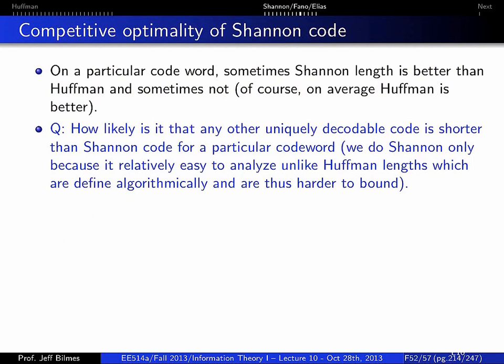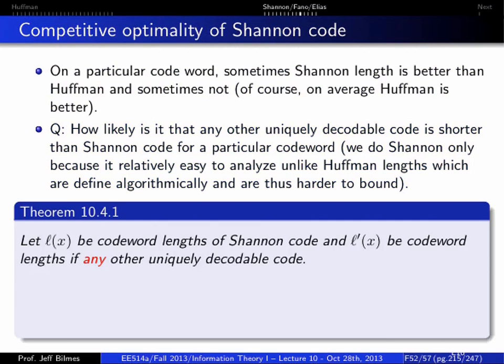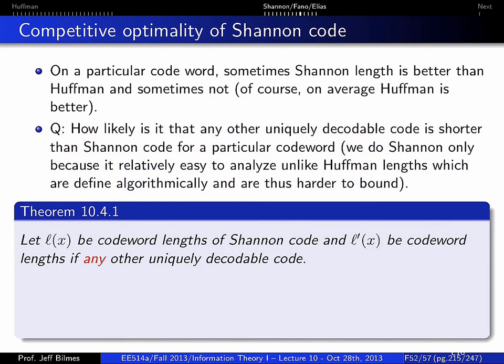And we do this for Shannon because it's sort of easy to analyze. Huffman lengths, which are defined algorithmically, are much more difficult. And so let's say that L of x is the code word length of a Shannon code, and let's say that L prime of x is the code word length of any other uniquely decodable code, including the optimal ones or anything else. So we're going to prove a bound associated with Shannon and anything else that's uniquely decodable, which includes things that potentially could be much better than that.